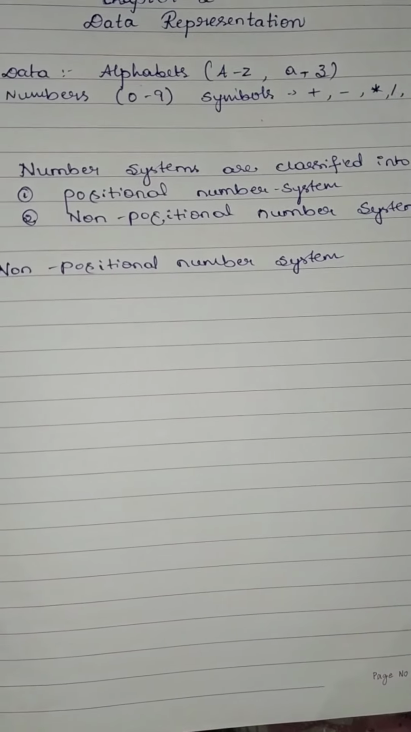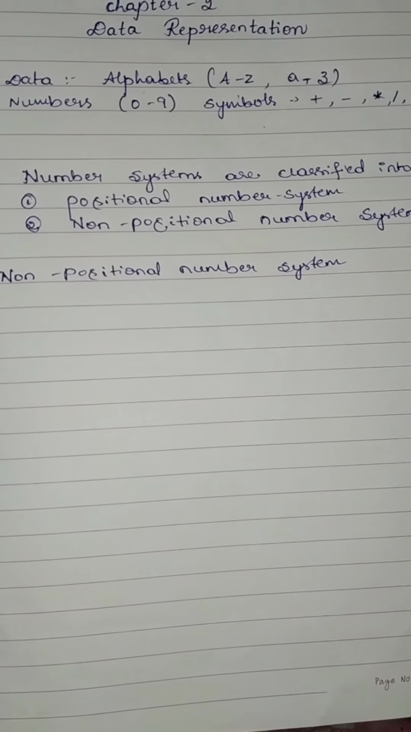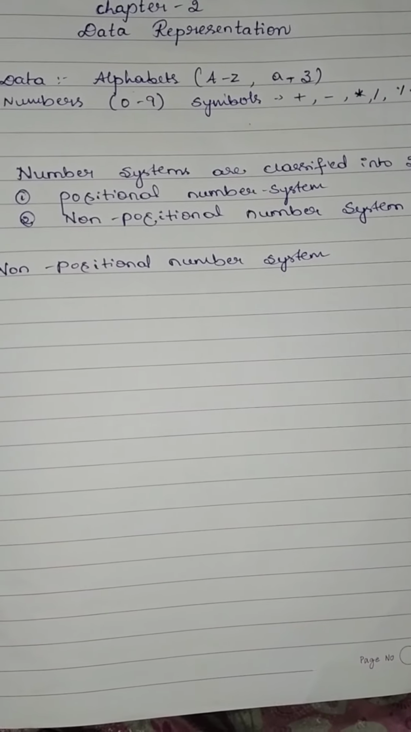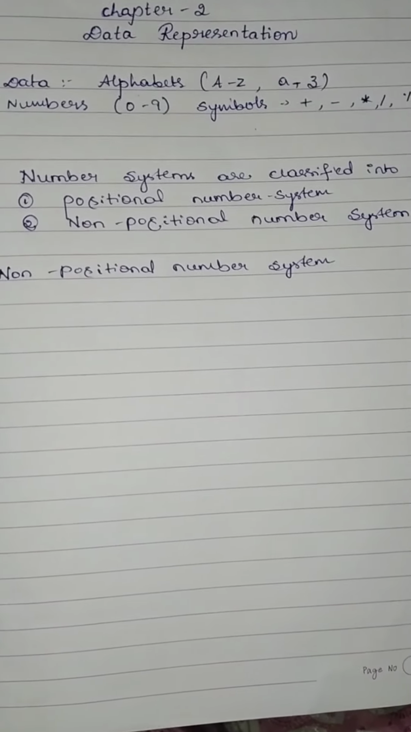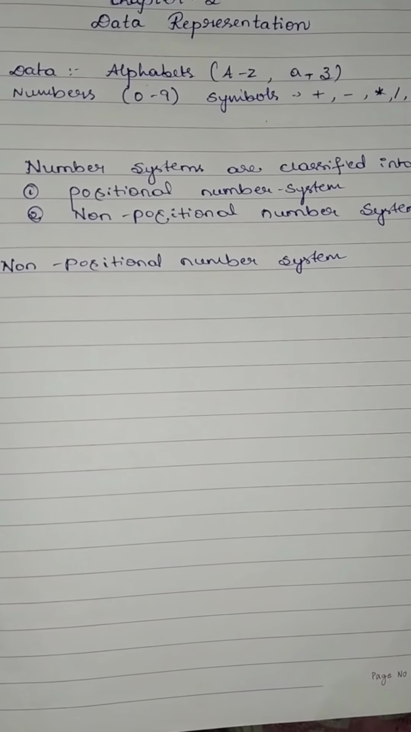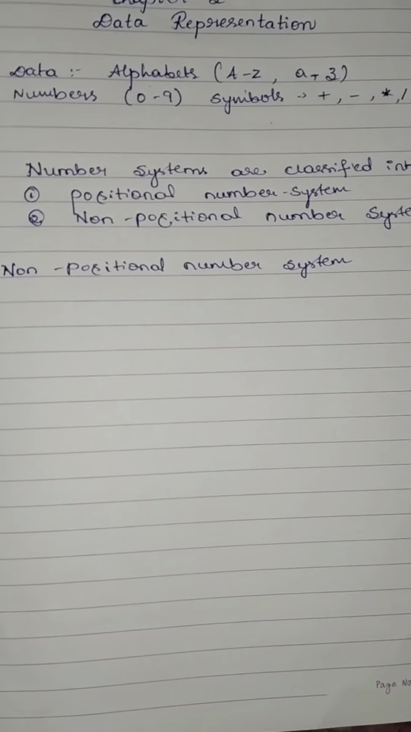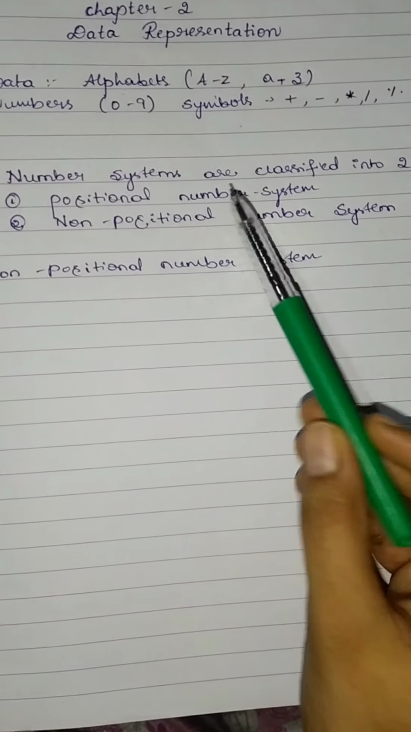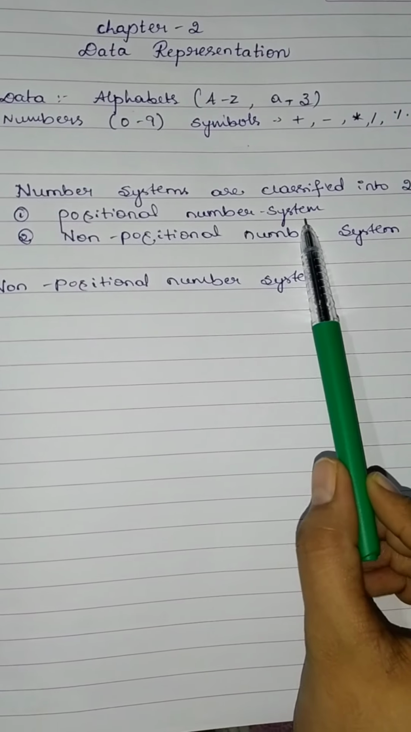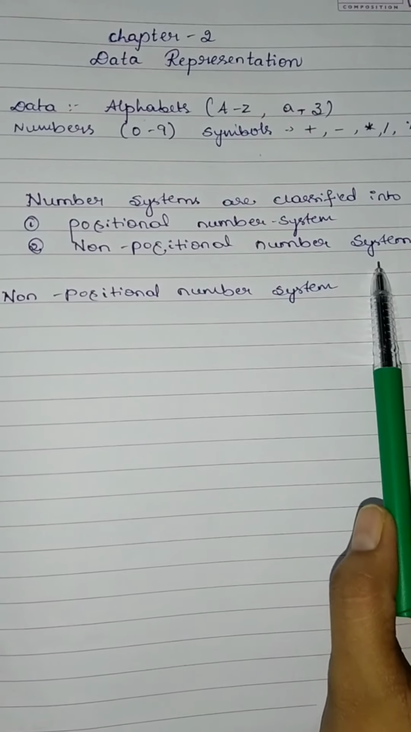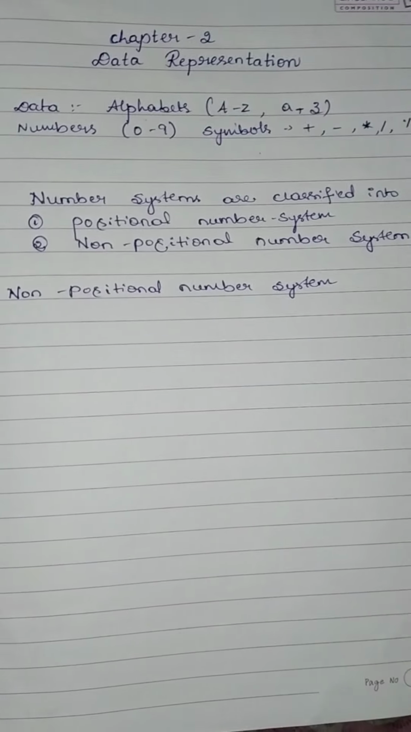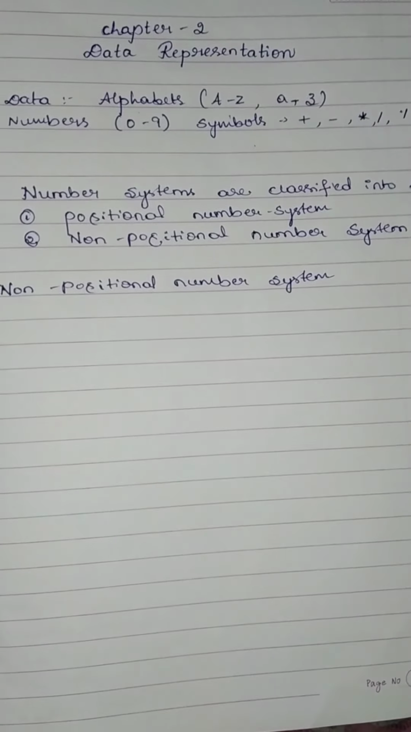In order to understand the representation of the values, we need a number system. The number system is used to represent the coded values or coded symbols in a computer system. Number systems are classified into two types: positional number system and non-positional number system. Now we'll see what a non-positional number system is.